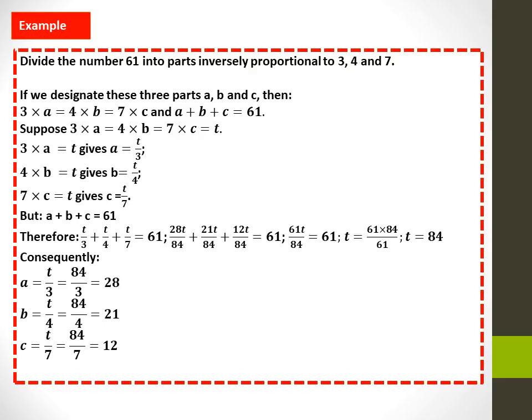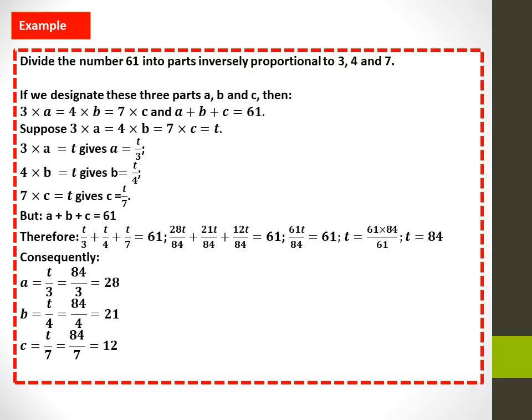But A plus B plus C equals 61. So T over 3 plus T over 4 plus T over 7 equals 61. The common denominator of 3, 4, and 7 is 84. So this equation is written as 28t over 84 plus 21t over 84 plus 12t over 84 equals 61. 61t over 84 equals 61. T would be equal to 61 times 84 over 61, so T is equal to 84.